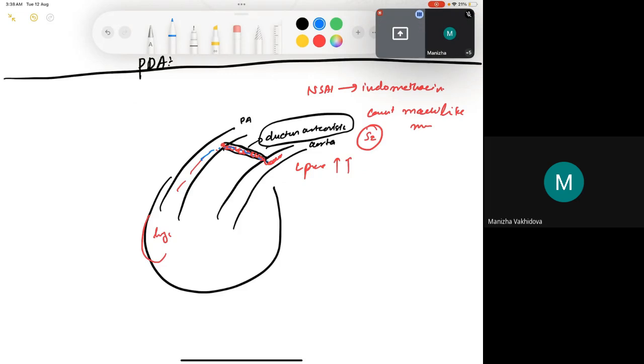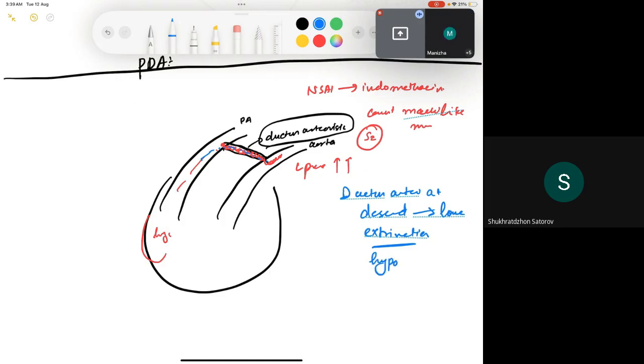But remember, the ductus arteriosus attaches to which part of your aorta? One of your UWorld MCQs. The ductus arteriosus attaches to the descending aorta, right? And the descending aorta supplies your lower extremities. So as we have reversal of this shunt, the lower extremities are going to have hypoxia, right? Differential hypoxia, especially seen in your lower extremities. Is it clear?